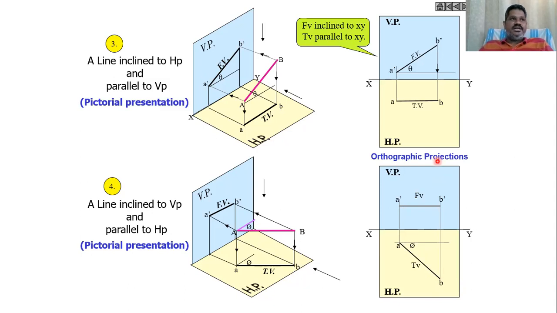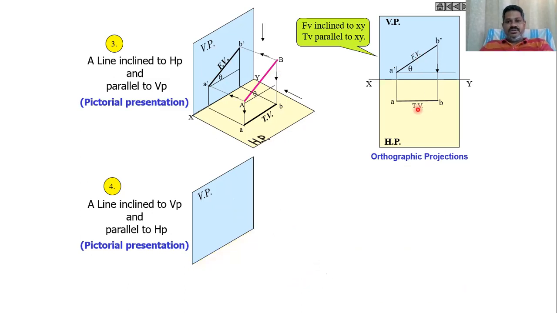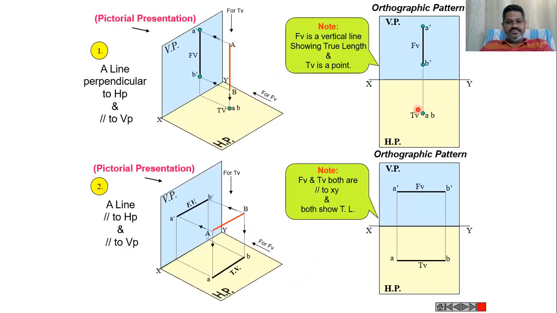When the line is inclined to VP and parallel to HP, we are going to draw the top view first, then the front view. When the line is inclined to HP and parallel to VP, the front view will be drawn first, then the top view later. So this is what we need to remember.